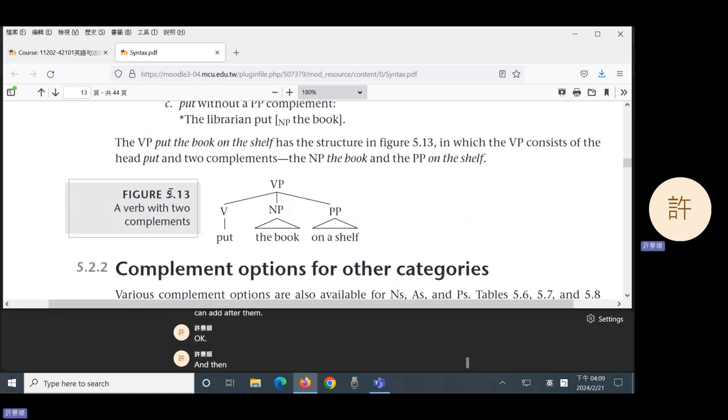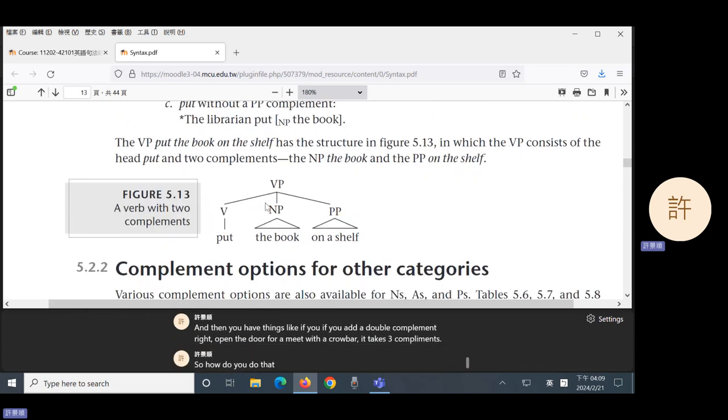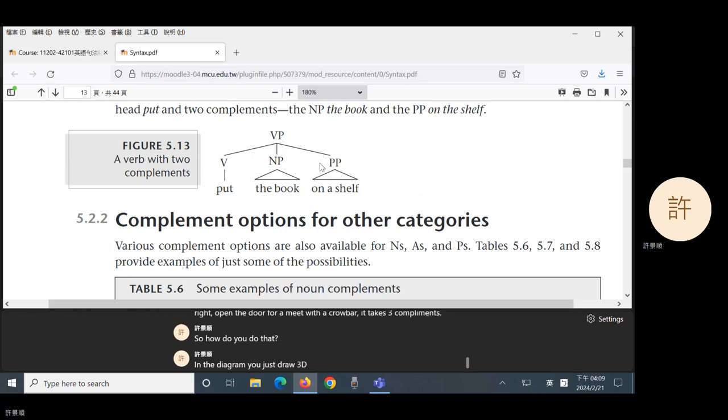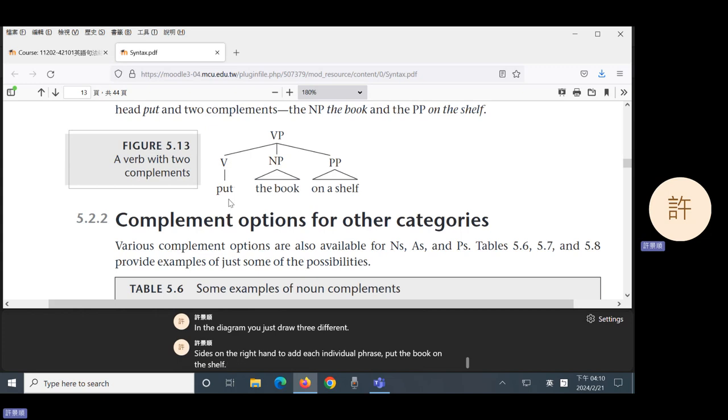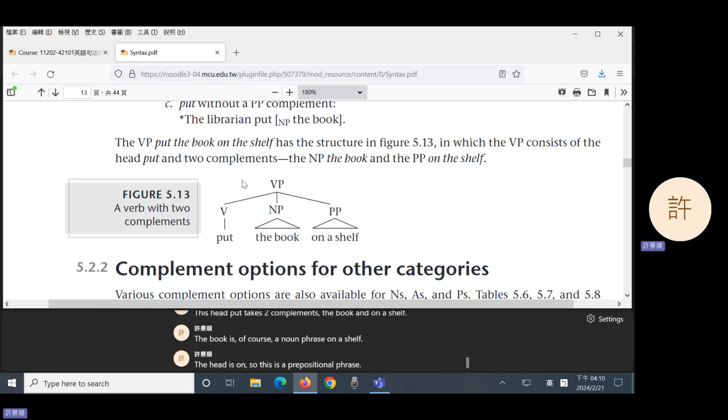Okay, and then you have things like if you add a double complement, right? Open the door for Amit with a crowbar. It takes three complements. So how do you do that in the diagram? You just draw three different sides on the right hand to add each individual phrase. Put the book on the shelf takes two. This head put takes two complements, the book and on a shelf. The book is, of course, a noun phrase. On a shelf, the head is on, so this is a prepositional phrase. And the whole thing forms a verb phrase because the key idea is the verb.